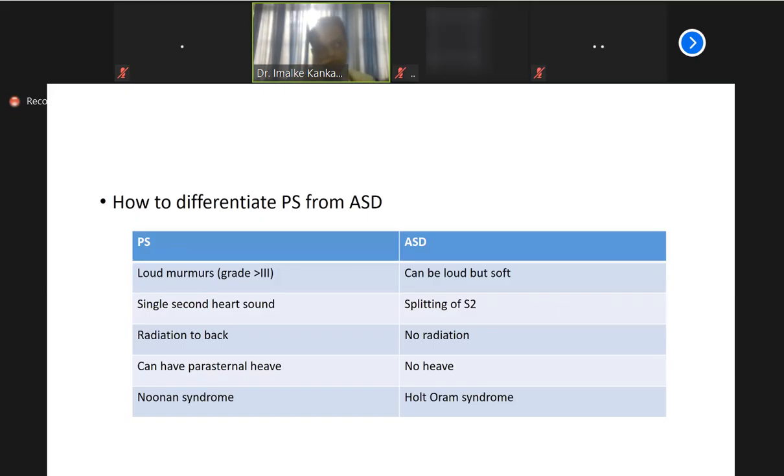And Noonan syndrome is a syndrome in which you get PS. ASD is common in a syndrome called Holt-Oram, in which the forearm is deficient. Now, in some faculties, I have come across students presenting, okay, this child has got an ASD, but no evidence to suggest Holt-Oram syndrome. So that is full marks, right? Okay, now how you are going to present. Let's see, go through the chat.